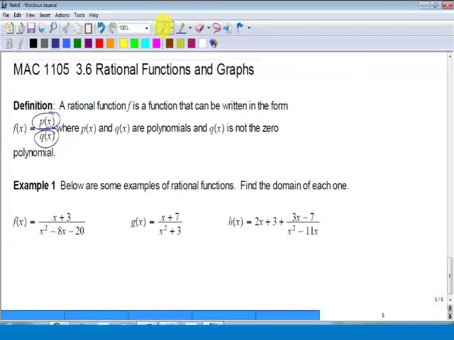We will also look at asymptotes, lines that the graph of the function seems to be approaching. Sometimes it'll cross them, sometimes it won't. But we'll get to that in just a little bit.